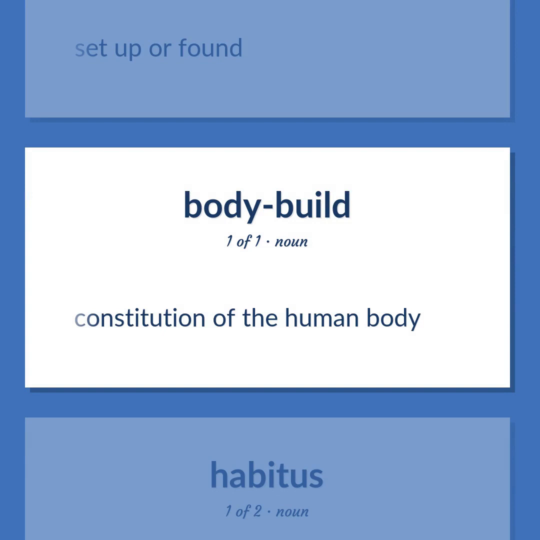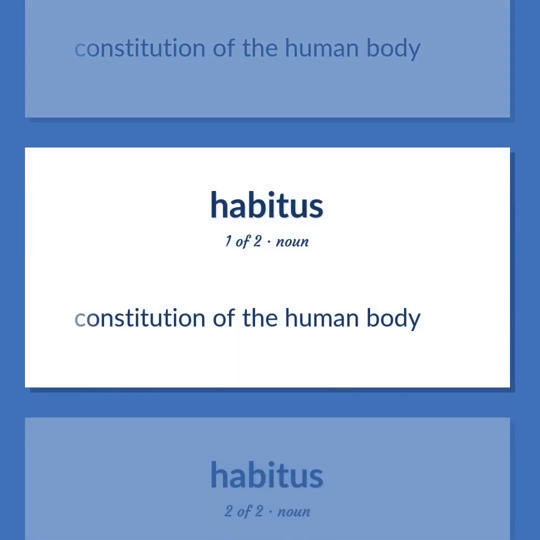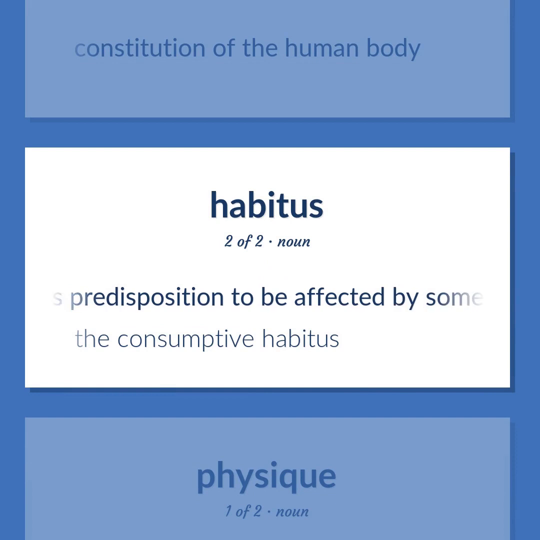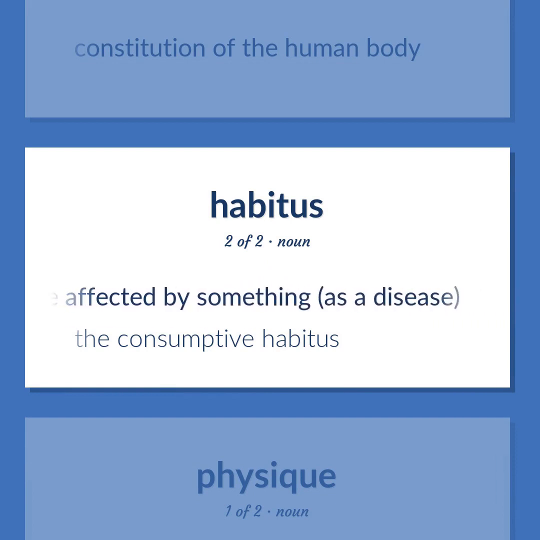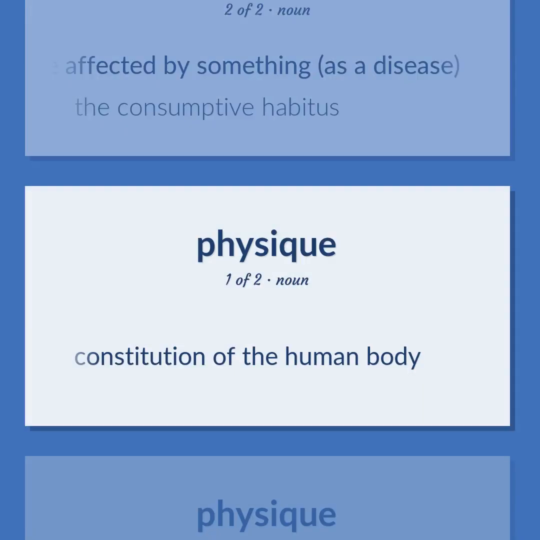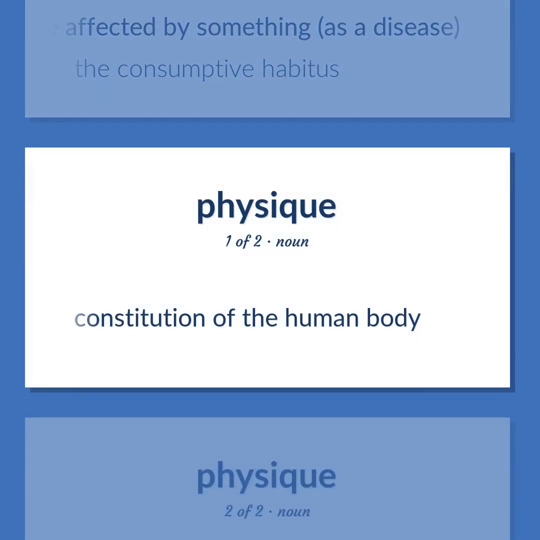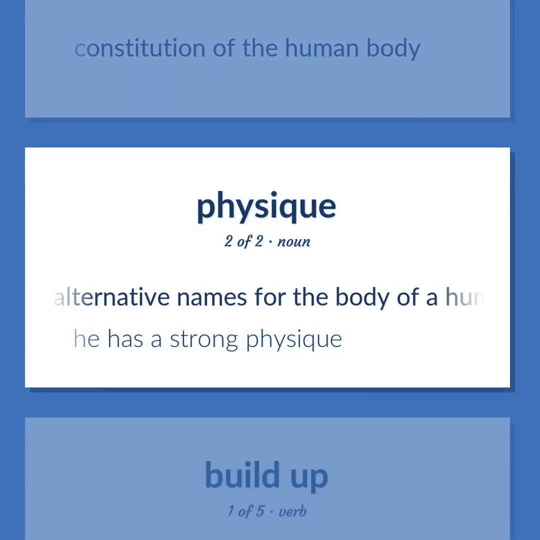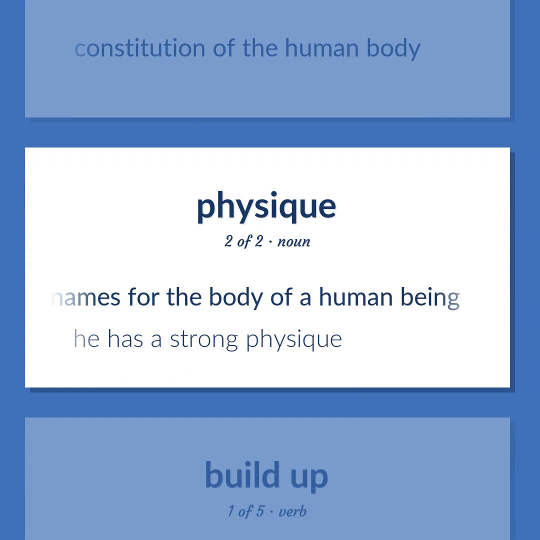Constitution of the human body. Person's predisposition to be affected by something, as a disease. The consumptive habitus. Constitution of the human body. Alternative names for the body of a human being. He has a strong physique.